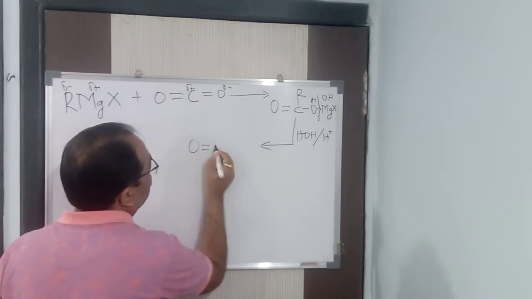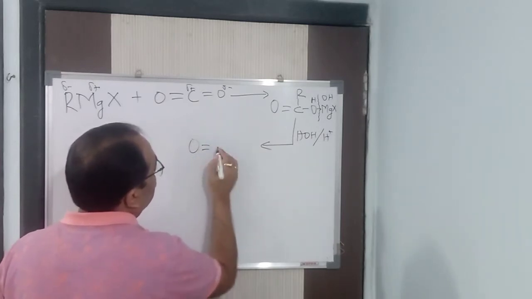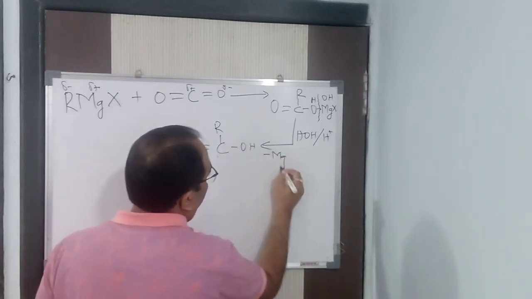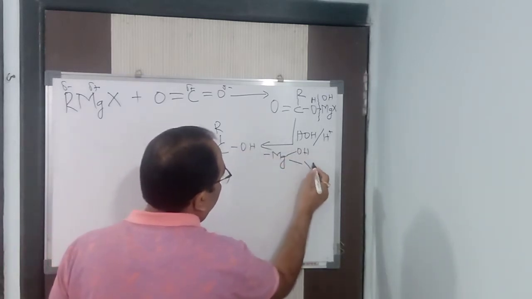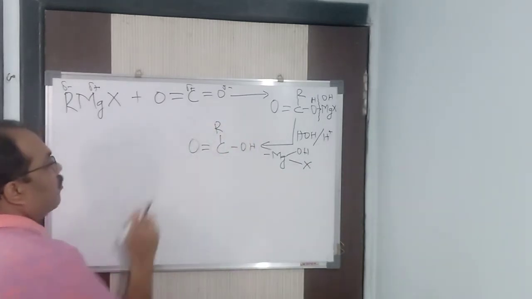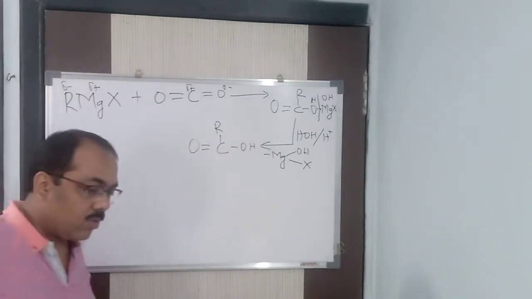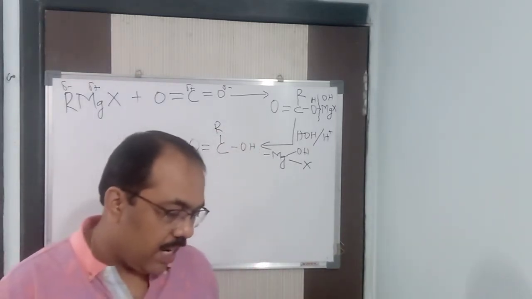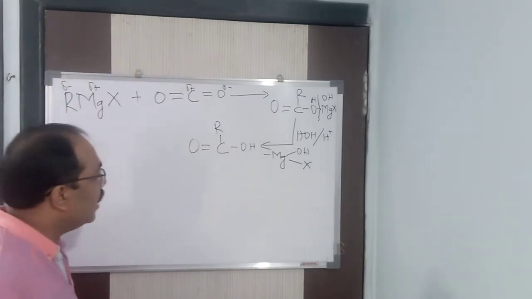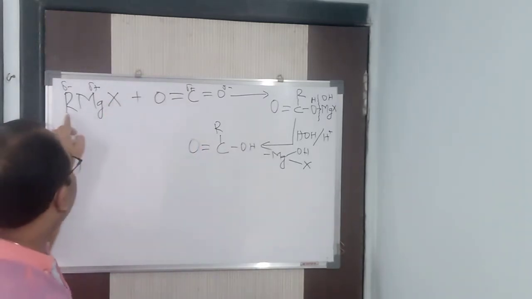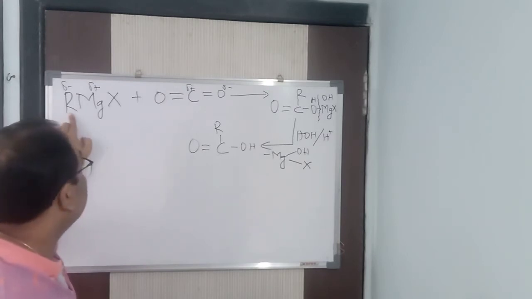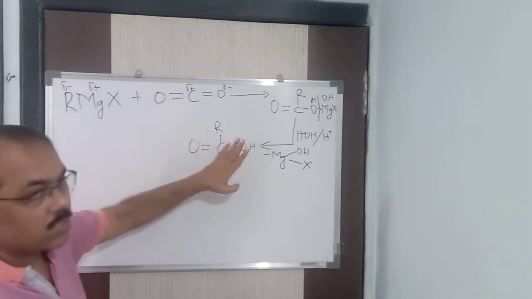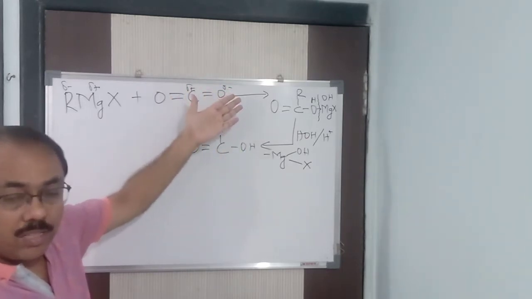So the product is O double bond C, with R here and OH here. And the secondary product which you get is Mg(OH)X. So in this way you can prepare carboxylic acid. Any carboxylic acid you can prepare by using carbon dioxide. Generally we prepare a carboxylic acid having one more carbon atom than the alkyl group. Suppose here it is CH3, so the carboxylic acid will be CH3COOH, one carbon higher. Ethanoic acid.